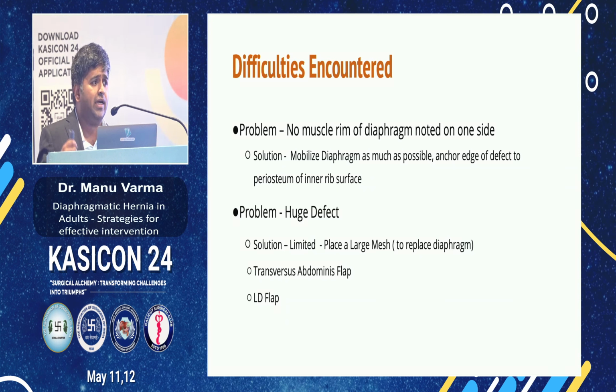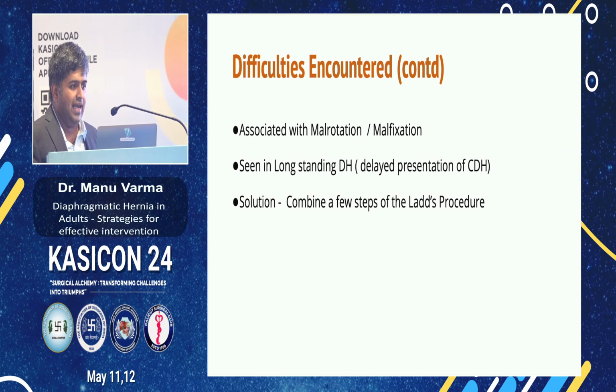Now, what can you do when you don't see a diaphragm at all, or where there is a very thin rim of diaphragm? You can mobilize extensively and even anchor the edge of the diaphragm, if possible, to the periosteum. There's no problem if it stays. Or there is an option of placing a very large mesh to replace the diaphragm. The other options are to operate with a transversus abdominis flap or an LD flap.